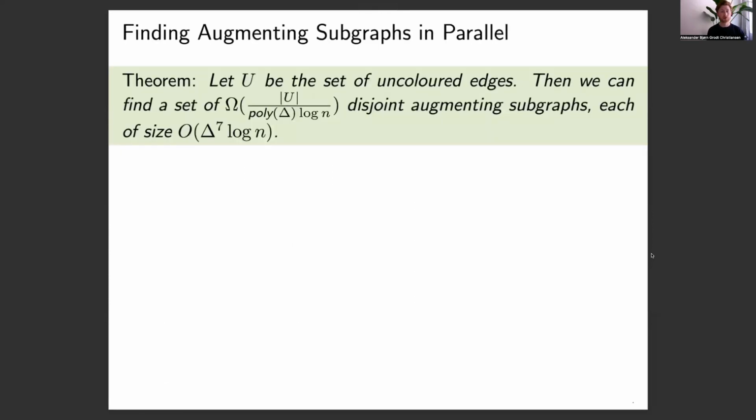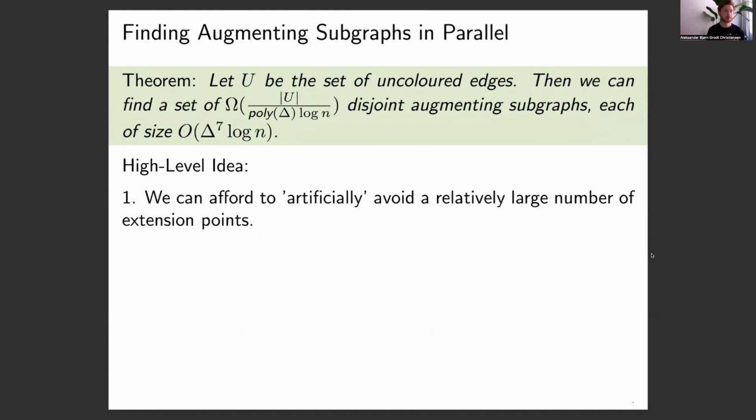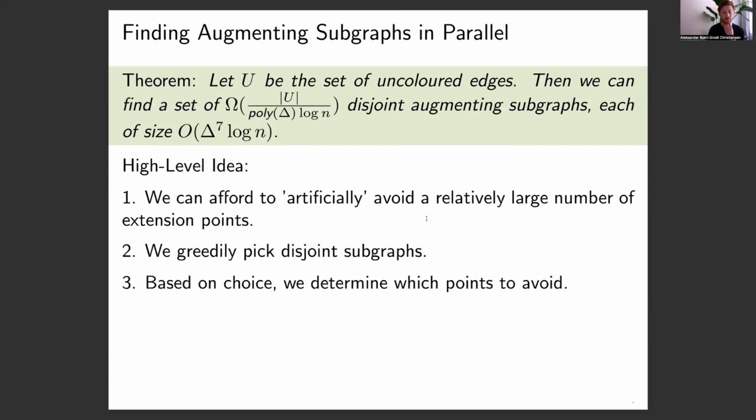And then we can also show that you can actually find many of these subgraphs in parallel. That's important if you want to construct, for instance, a local algorithm where you have to color many uncolored edges in parallel to get something fast. The high-level idea is that from before, we can afford to artificially avoid a relatively large number of extension points if those extension points lead us to some part of the graph where we do not want to go. So we can start to greedily pick disjoint subgraphs, and based on our choices, we can determine which things we want to avoid.